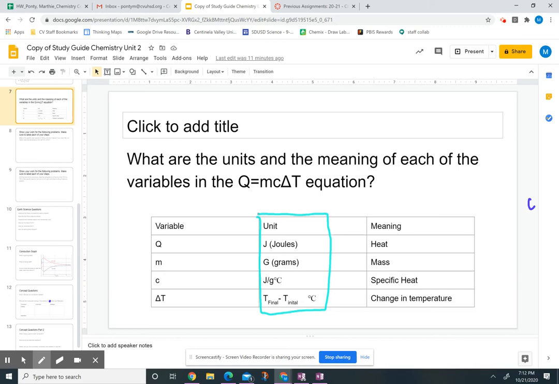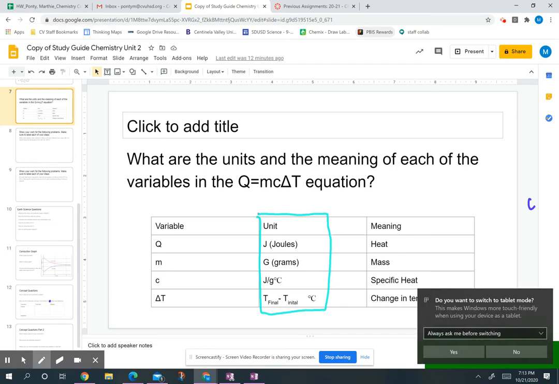So first thing to know is that Q is going to be in joules. So anytime you see a J in the back, that's automatically going to stand for a Q value. If you see M, and we're talking about mass, that is usually going to be in grams. If we see C, which stands for specific heat, that unit is joules over grams degrees Celsius. And then your delta T is your T final minus your T initial. So anytime you have two temperatures, you're going to have to subtract those, and those are going to be in Celsius. So please make sure that you're paying special attention to the actual units that you have in your problems. Now, once you have your units, we're going to pull them out and then plug them in to our actual equation.